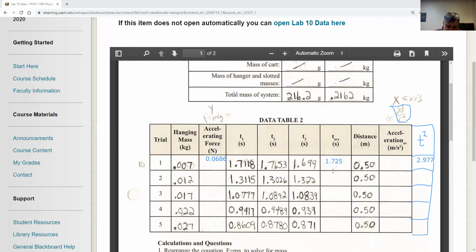Okay, so we've got the average time, which is just these three numbers averaged together. Take this and square it and put that in this column over here. And then we need to find the acceleration. And the acceleration is going to be 2d, which is 0.5 times 2, which is 1, divided by this number right here. And for that, I get 0.336.